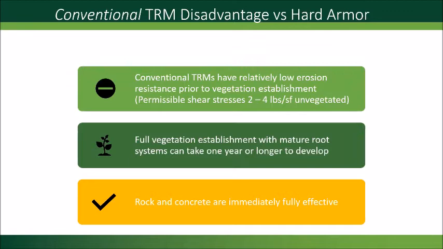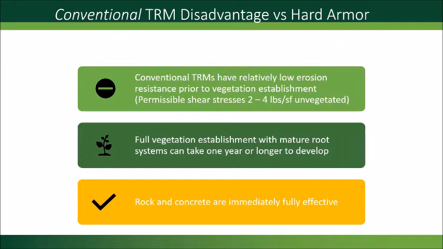So we all know that vegetation establishment can be tricky sometimes. And sometimes it takes quite a while to get a good stand of vegetation established. Sometimes it can be a year or longer before you get mature vegetation and really good root system development. On the other hand, rock and concrete, as soon as they're installed, as soon as the concrete's set, they're basically at their maximum level of performance in terms of erosion protection.